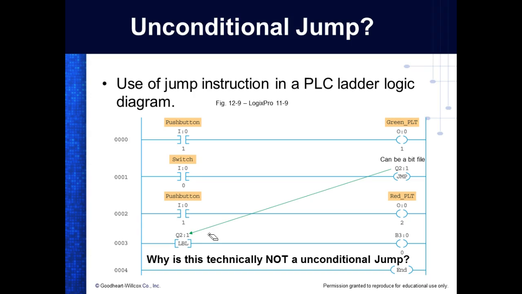So when we put in a jump, we're going to have to give it an address. It's going to be a Q, a Q2, and then I'm going to have to give it a number. And then my label is going to have to have the same name or the same address. Does that make sense? And that's the way we can combine jumps. I could jump within a jump, by the way, as long as I give it a different label. Does that make sense? So we could jump within a jump.